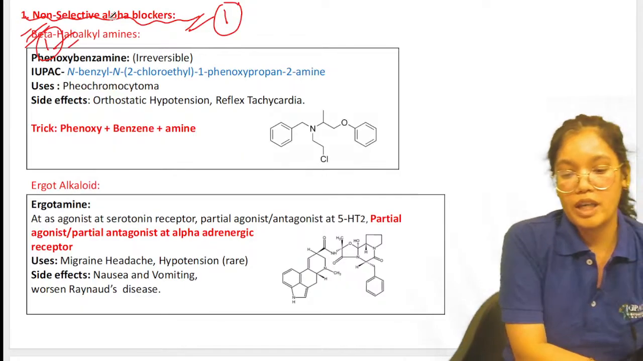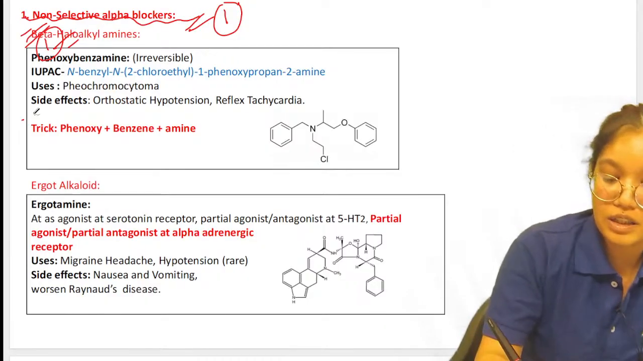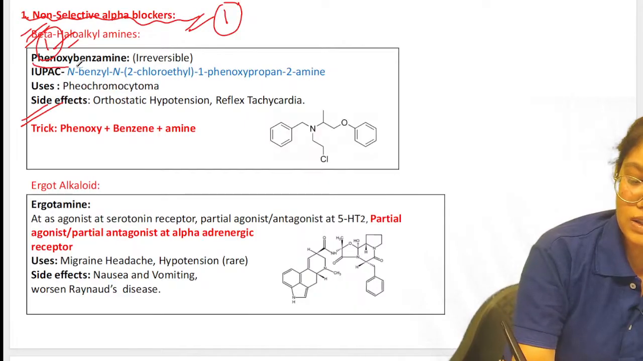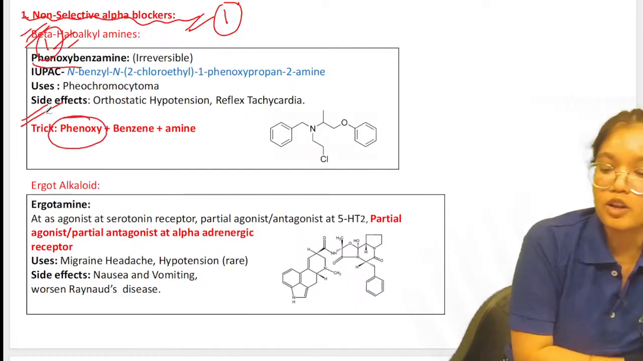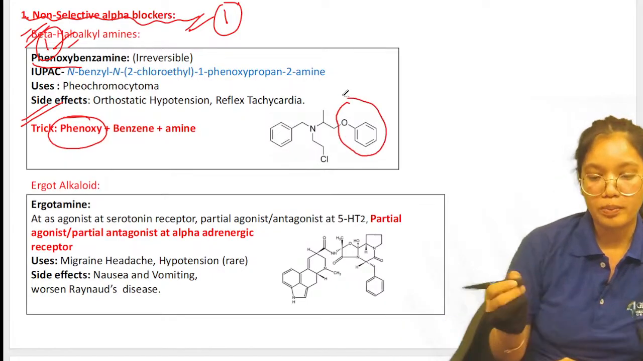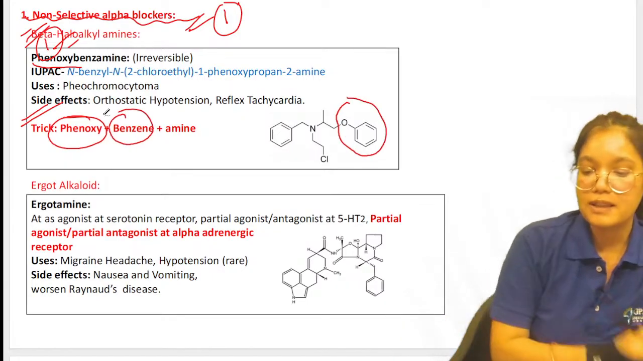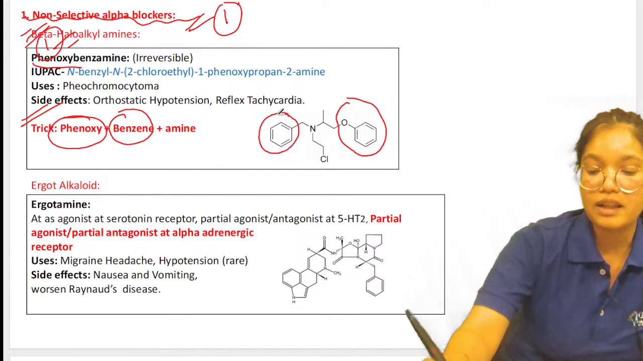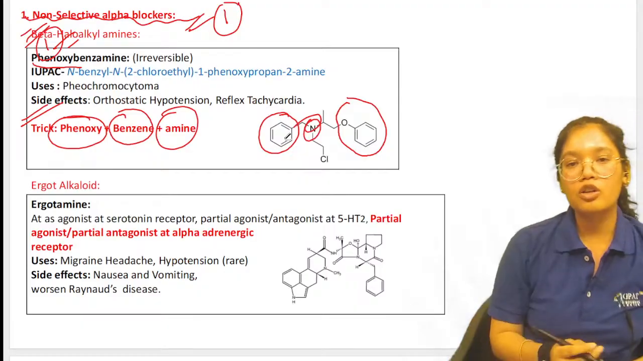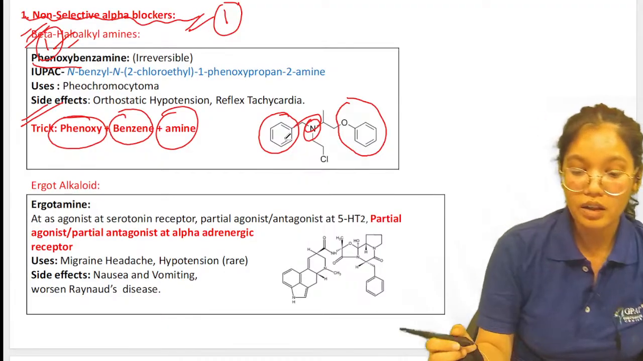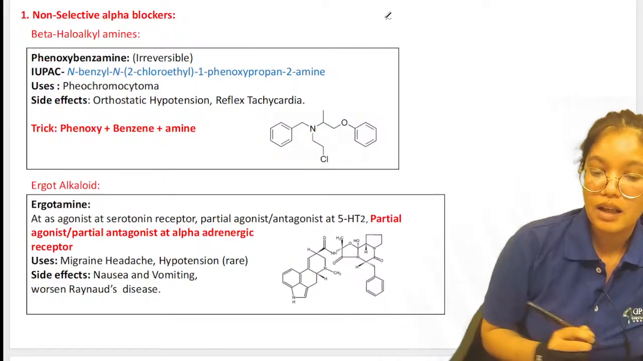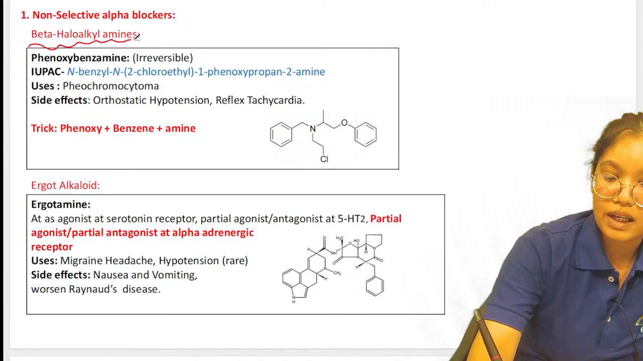phenoxybenzamine. Now phenoxybenzamine, let's talk about the trick first. Now it has a phenoxy group in its structure. Here is the phenoxy group. Second is the benzene. Now it has a benzene ring too in its structure. Then the amine, so it has an amine group also. Now like it is a beta-haloalkylamine.